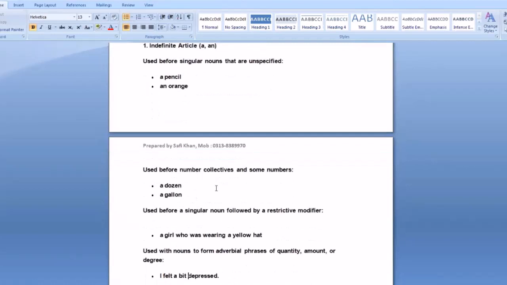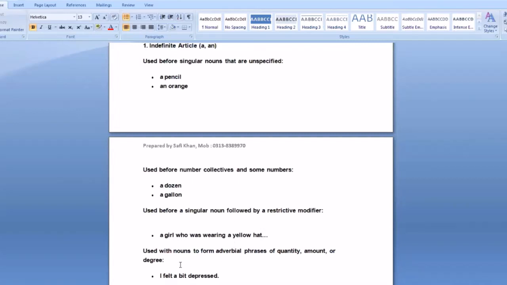Used before number collectives and some numbers, like a dozen, a gallon. Used before singular noun followed by a restrictive modifier. A girl who was wearing a yellow hat. Restrictive modifier means it again makes it specific. A girl who was wearing a yellow hat. So there is a certain girl who was wearing a yellow hat. We are talking something about her.